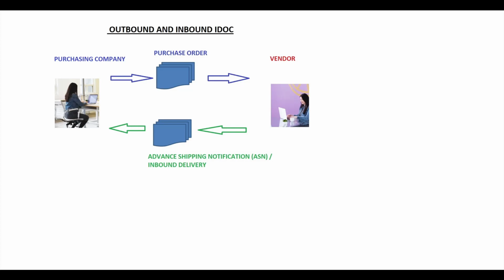So from this diagram, you can see on the left side, we are the purchasing company and we have created the purchase order. Now it is sent to the vendor, and the vendor is going to send the acknowledgement, and that will create an inbound delivery in the SAP system. How this is done, I'm going to discuss.